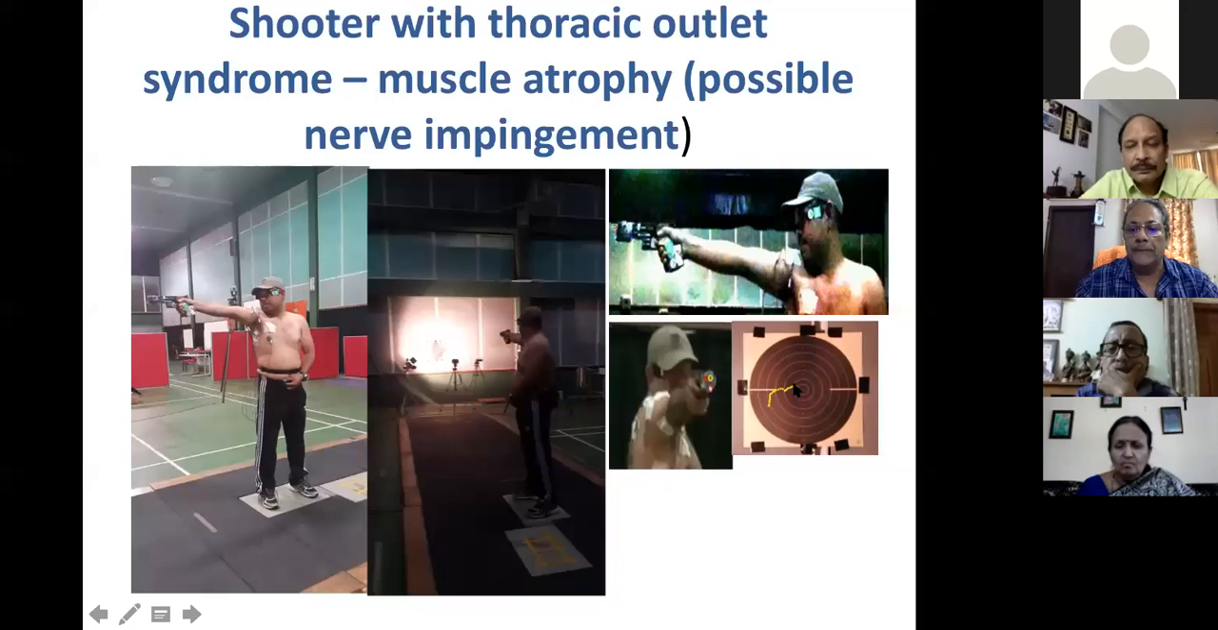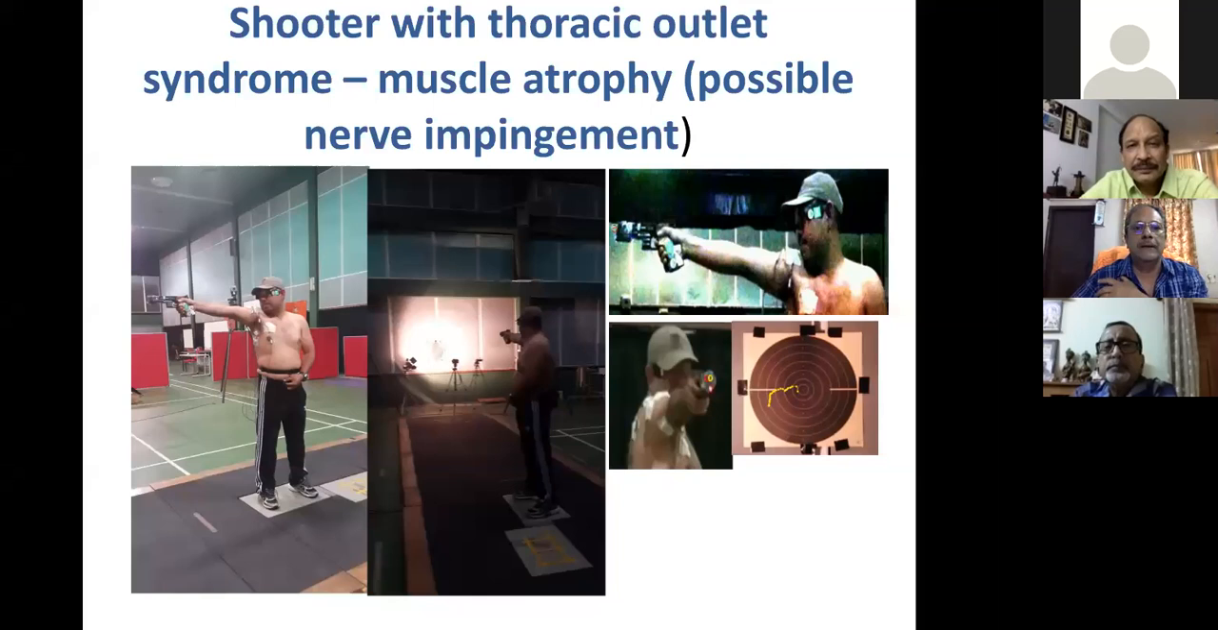Basically, whenever he is to shoot, there is to be activation from the anterior deltoid. So the bullet goes to the opponent's target. That means the score is going to the opponent. He doesn't get the score because there is no shot on his target. This was because of an issue called thoracic outlet syndrome, where the muscles have lost mass, atrophy has taken place, and the nerves find it difficult when he's triggering. The nerves get activated wrongly, and that pulls the deltoid muscle and moves the target, and he shoots somewhere else.